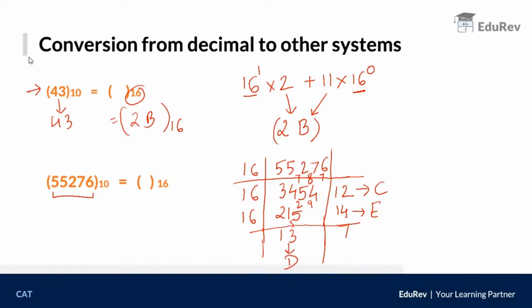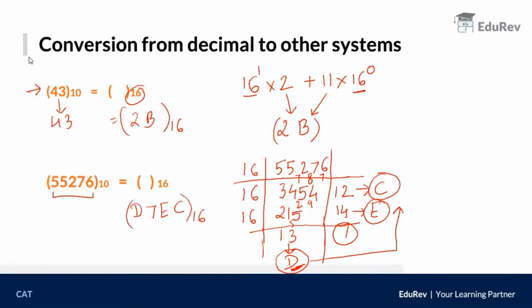So 13 stands for what? 13 stands for D. Like I explained in the previous video also, you start with this and you move in this direction. So your first value will be D, then you will have 7, then you have E, and then you have C. So your answer becomes D7EC to the base 16. So this is how you convert a decimal number to a hexadecimal number, and if necessary you can use the variables or the alphabets as well.